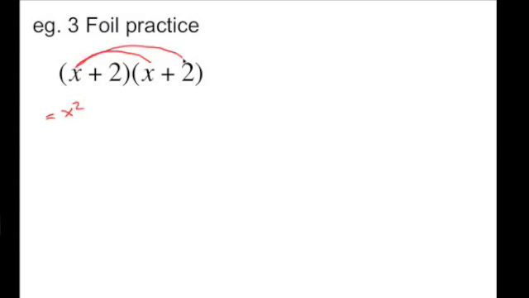So now we're going to take some FOIL practice. We're going to try these ones on our own without using that. Okay, so let's go with our first times x gives you x squared. Let's go with our outside terms. X times 2 is 2x. Then our inside plus another 2 times x is 2x. And our last terms is plus 4. And if you group them together, you get x squared plus 4x plus 4.